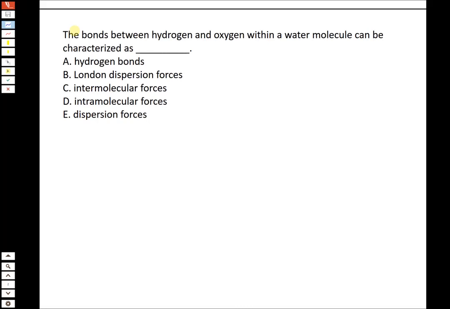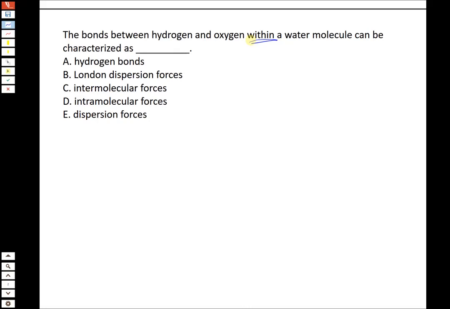So this first question here actually asks us to really distinguish between inter and intramolecular forces, and the answer that many of you picked showed that you were still not quite clear on the distinction. So here we're talking about the bonds between hydrogen and oxygen within a water molecule. So again, within means a single water molecule, and what can these be characterized as?